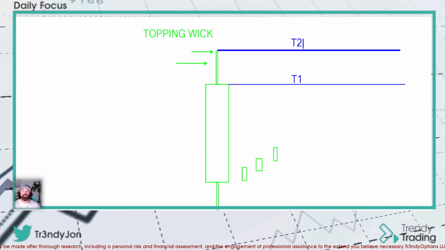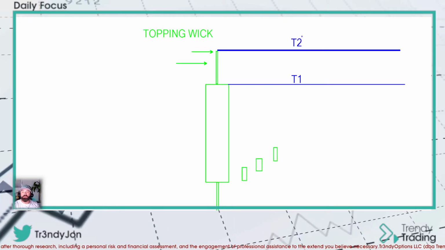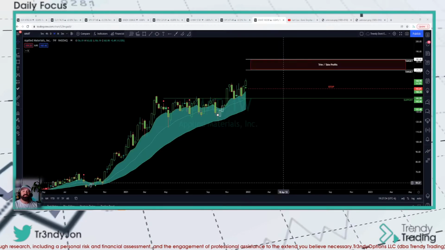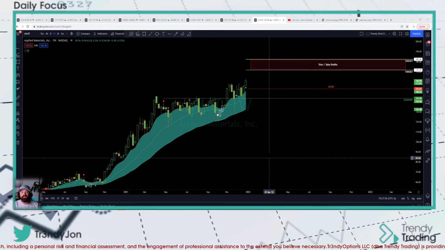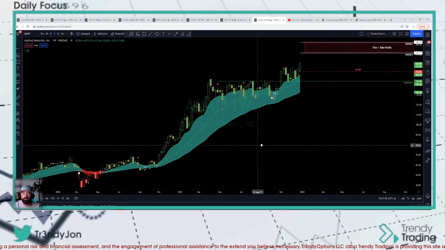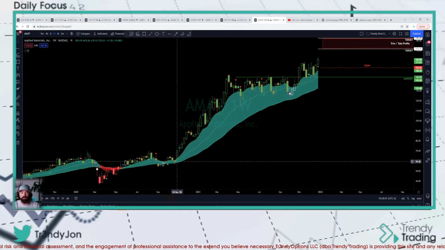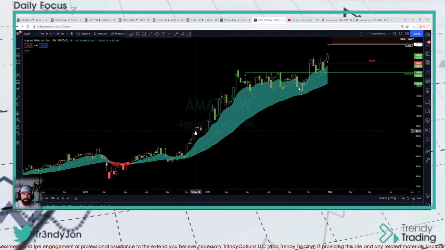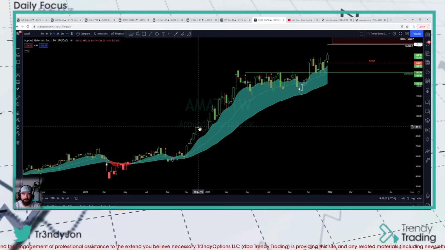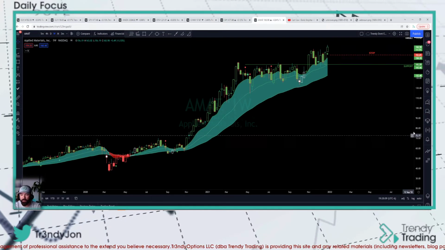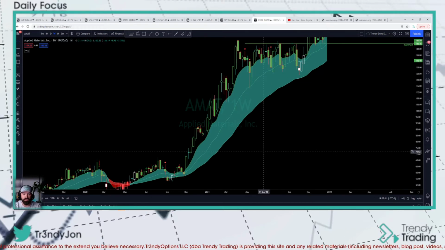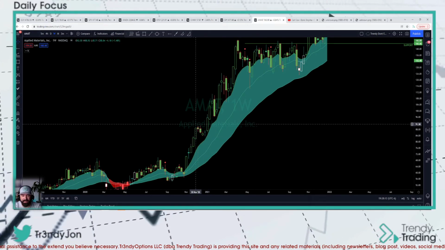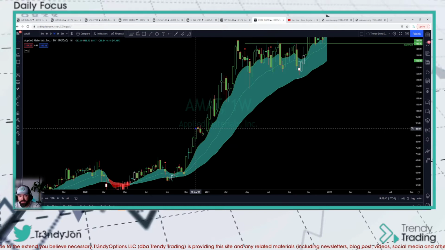Now let's go ahead and go to a chart and look for these ourselves, and learn how price reacts around topping wicks. I'm just going to go back for, say, the last year, and we're going to find a topping wick. Right around this area we could see there's a topping wick, and we want to see how price reacts.